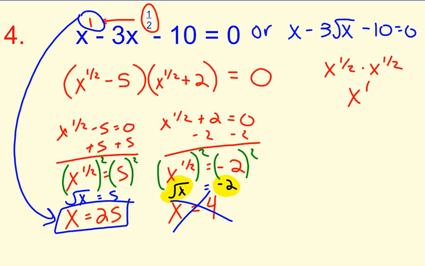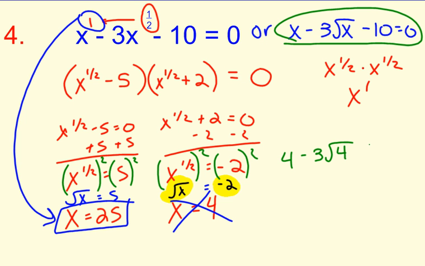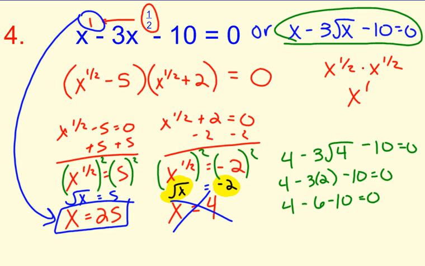Let me show you this check just to prove to you that this 4 doesn't work. So I'm going to use this problem because I think this is easier to substitute out of. I would say 4, I'm replacing the x's with a 4, minus 3 times the square root of 4 minus 10 equals 0. So the square root of 4 is 2, so I have 3 times 2. 3 times 2 is 6. So 4 minus 6 minus 10 is a negative 12, which definitely does not equal 0. So this proves that this answer does not check.